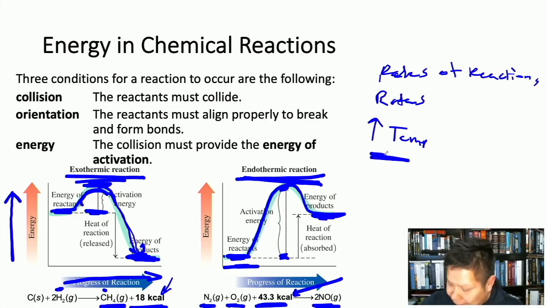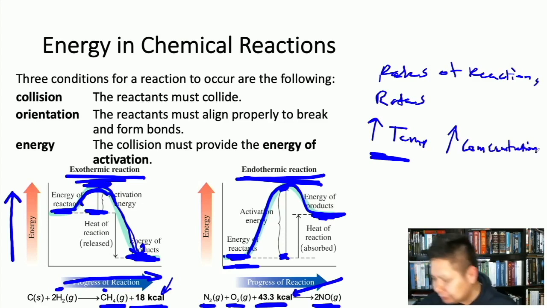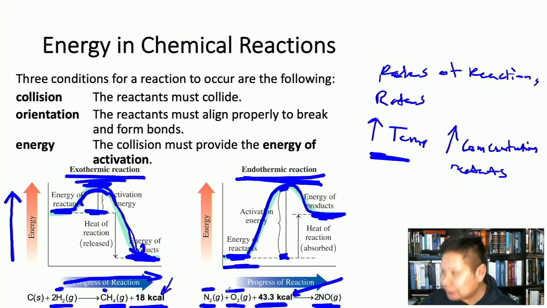But another thing that also can increase the rate of reaction is increasing the concentration of the reactants. What that basically means is putting more carbon in there, or putting more hydrogen in there, or putting more nitrogen in there and more oxygen in there. In an endothermic reaction, you can speed up the rate of reaction by adding more nitrogen, by adding more oxygen, and by adding more energy, more heat. Does that make sense?